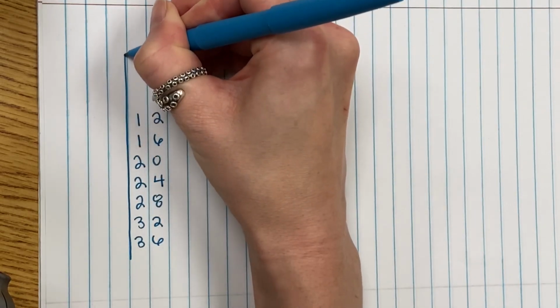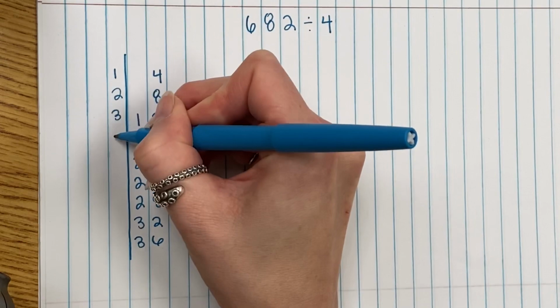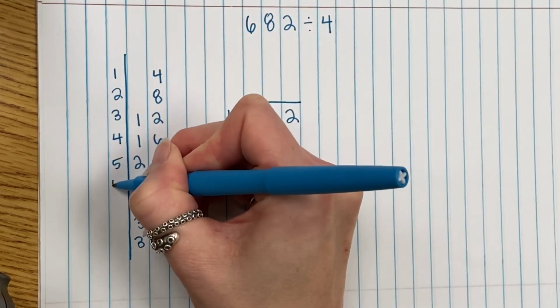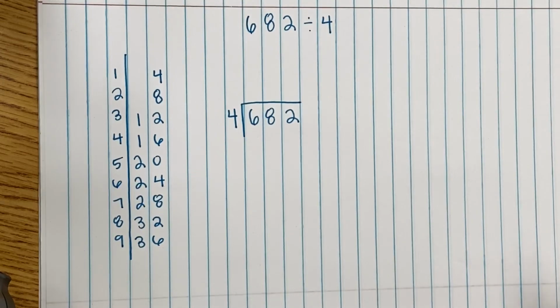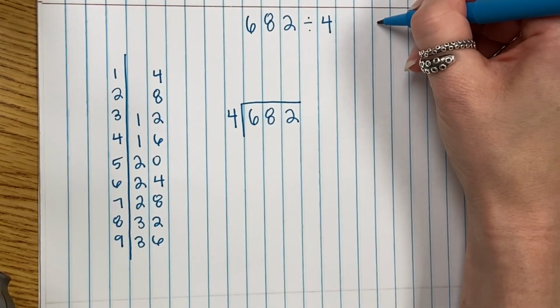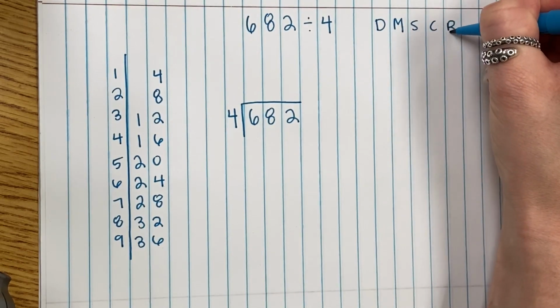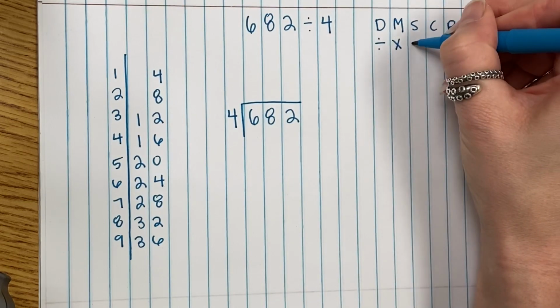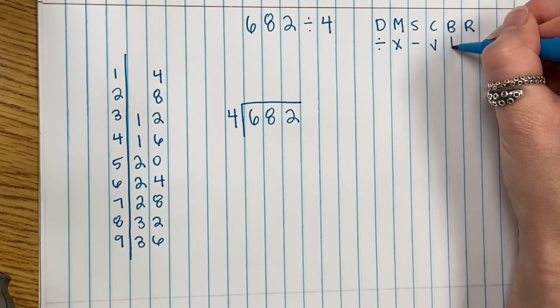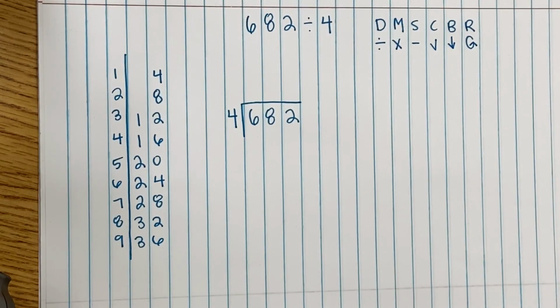Notice that even when I'm writing my multiples, my place values are still lined up. Okay. Now that I have my multiples, I can write out my steps for division. I like to use the Does McDonald's sell cheeseburgers regularly? So I'm going to divide, multiply, subtract, check, bring down, and repeat.